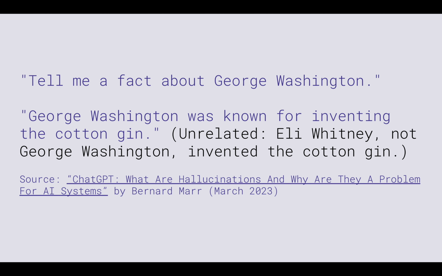Here's another example. You can ask ChatGPT to tell me a fact about George Washington, and it says George Washington was known for inventing the cotton gin. Now, I kind of think I know where some of this is coming from, right? It's mixing up U.S. history and maybe some names of things, but again, it's not true. And for all these negatives, I'm going to try to give you some positives or optimistic ways to look at this. For this one, I just don't have anything.